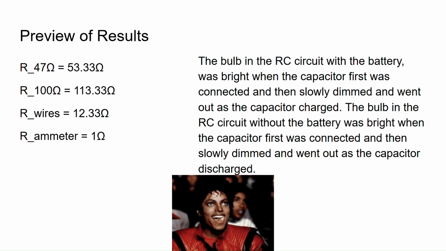The bulb in the RC circuit with the battery was bright when the capacitor was first connected and then slowly dimmed and went out as the capacitor charged. The bulb in the RC circuit without the battery was bright when the capacitor was first connected and then slowly dimmed and went out as the capacitor discharged.